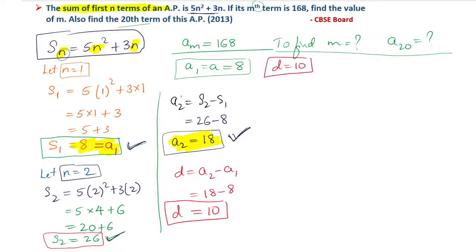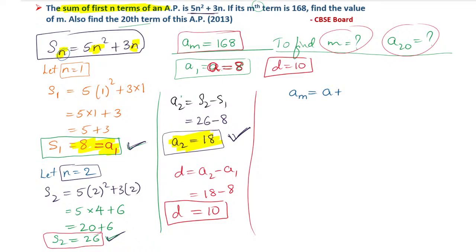What is required? A value is already here. A value is equals to 8. That is also we know. So now we can find this M value and A20. First we will go for AM value. Means AM value is equals to, that is the given, we can find out. AM is equals to A plus M minus 1 into D.